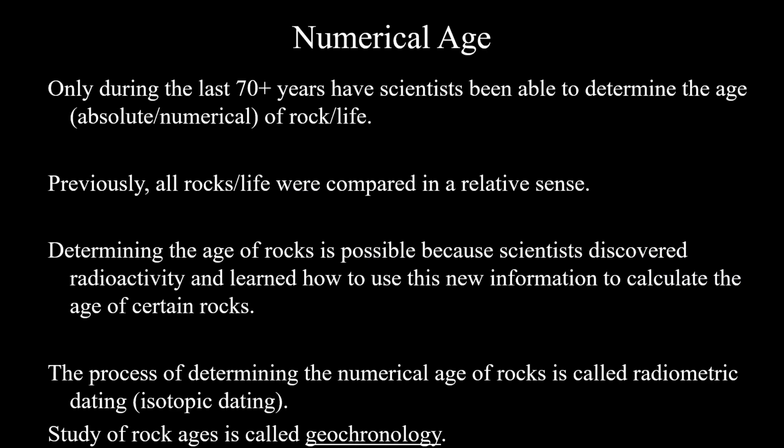So over just about the last 70 or so years, technology has allowed us to move away from just relative dating, even though we're getting pretty good and we can actually get into having some time spans. We can now start to actually really put a number onto a rock or a mineral. We can actually determine the absolute or the numerical age, and this is through the discovery of radioactivity. The process of doing this is known as radiometric dating or isotopic dating, and the study is called geochronology.